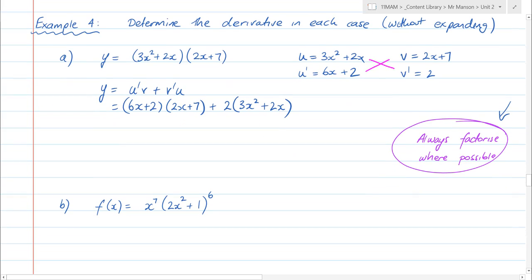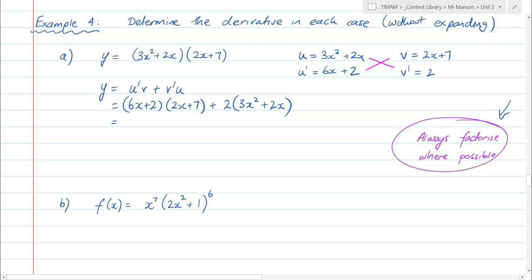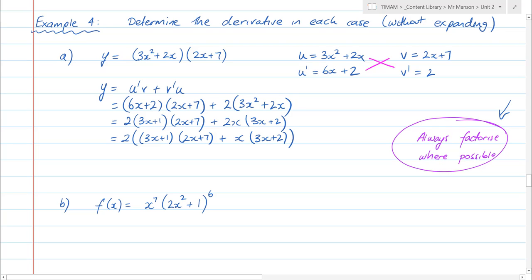So in this case, if I factorize this, you'll notice that in the first term, which is the first two brackets, I can take a 2 out of the 6x plus 2, which gives me 3x plus 1, 2x plus 7, there's no common factor there. In the second one, I can take an x out of that bracket, which gives me 2x times 3x plus 2. And then you'll note that I can take a factor of 2 out of the whole thing. 2 times 3x plus 1, 2x plus 7, plus x times 3x plus 2.